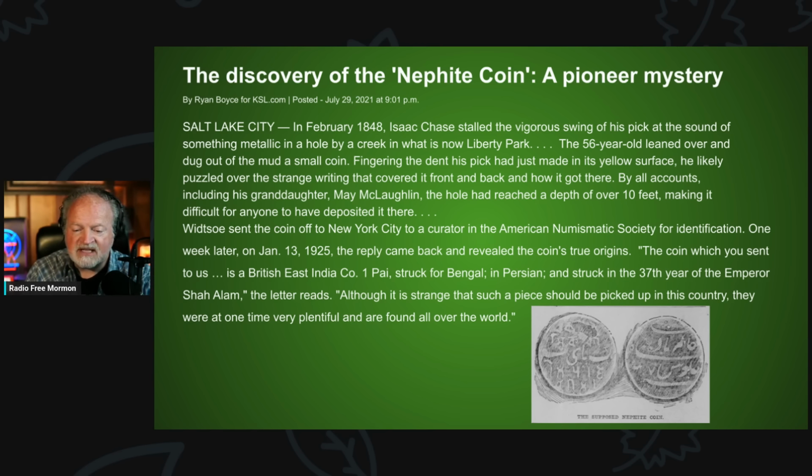The coin which you sent to us is a British East India Company 1 pai, struck for Bengal in Persian and struck in the 37th year of the Emperor Shah Alam. The letter reads, although it is strange that such a piece should be picked up in this country, they were at one time very plentiful and are found all over the world.